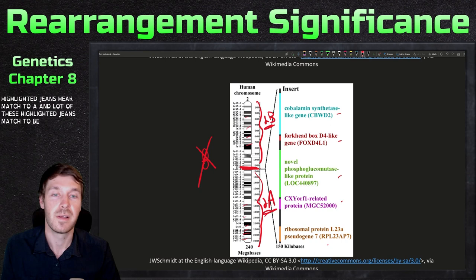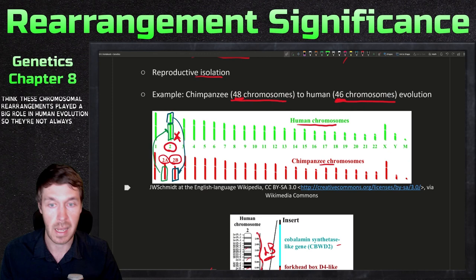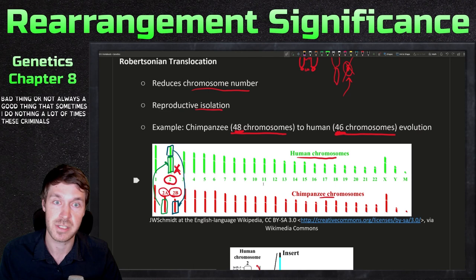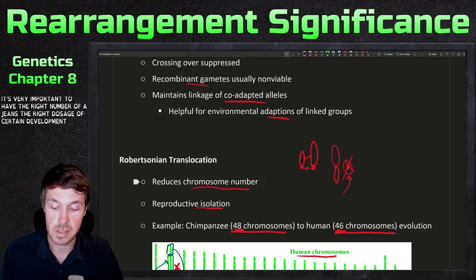So that's all I want to talk about today, just a few cases where we think these chromosomal rearrangements played a big role in human evolution. So they're not always a bad thing. They're not always a good thing. Sometimes they do nothing. A lot of times these chromosomal changes lead to abortions and the offspring are not viable. It's very important to have the right number of genes, the right dosage of certain developmental genes, and so forth. But that's all I have for the rearrangement section.